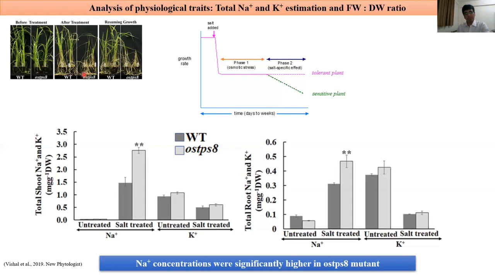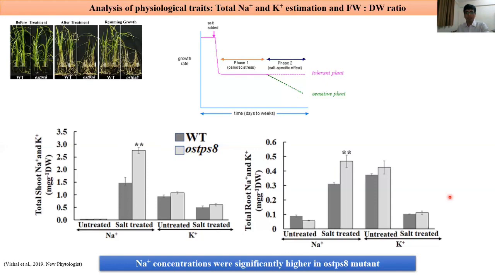This happens because the lower water retention capacity and the lower biomass of the vegetative tissue will reduce the capacity of the plant to dilute the water and the ions. And in this case, the ion is Na+. That is the reason we could find an elevated level of Na+ in the mutant plant.